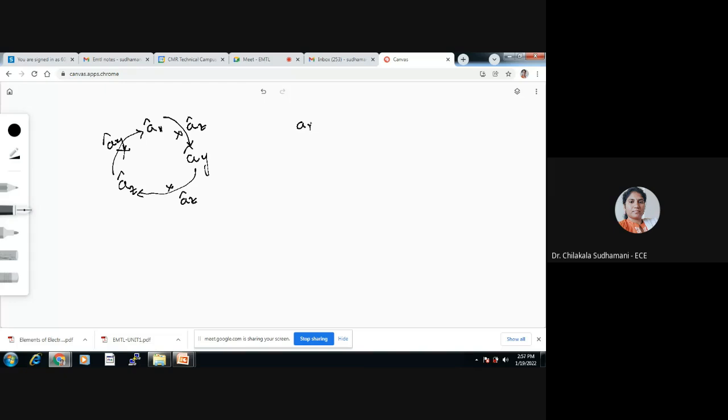Here AX cap, you have to learn this one very carefully, because if you learn these basics, then only you can do applications of this.